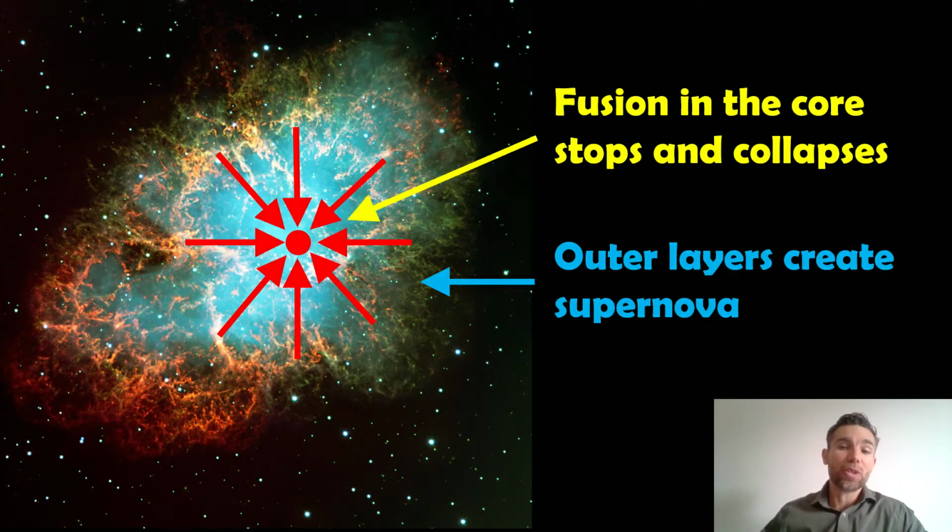So the fusion stops in the core, it collapses. It's only the central core which collapses to this degenerate stellar remnant, which is a pulsar, a neutron star. They're kind of the same sort of thing. Again, separate video on that. And then the outer layers are ejected in the form of a supernova, which is what we see here with the Crab Nebula. But the bit we're really interested in for this is the really dense pulsar at the center.